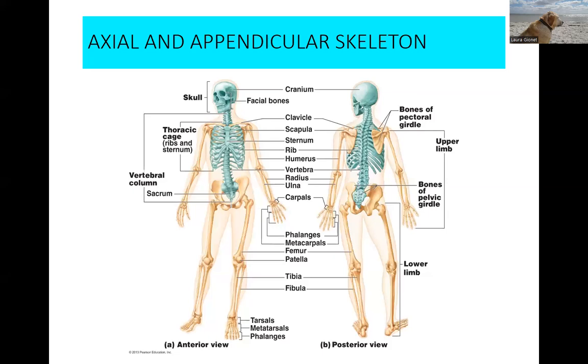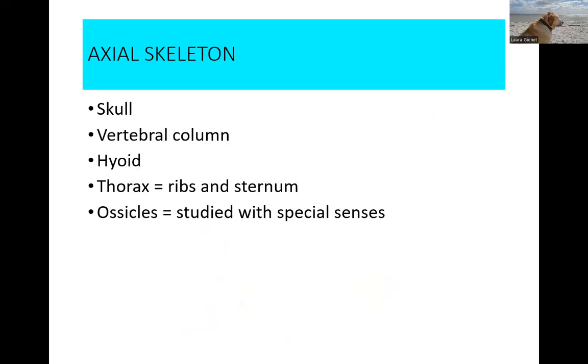The axial and appendicular skeletons are the way we divide the skeleton into different regions. The axial skeleton is the blue tinted bones here, right through the center of the body. The appendicular skeleton is going to be everything else. The axial skeleton is composed of the skull, vertebral column, hyoid, thorax, which is the ribs and sternum, and ossicles, studied with special senses.